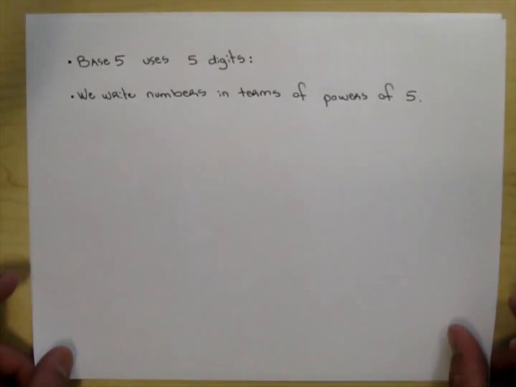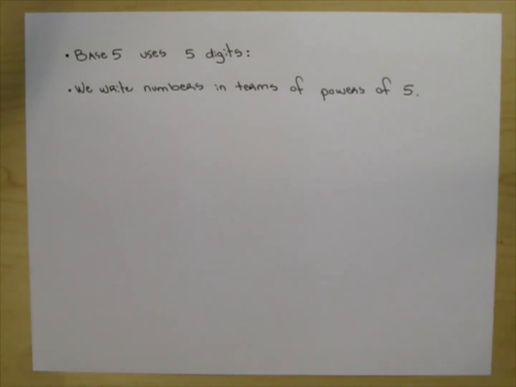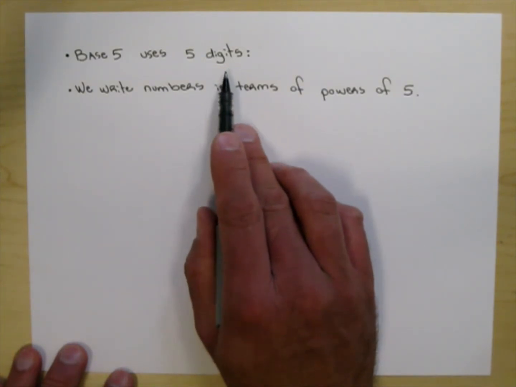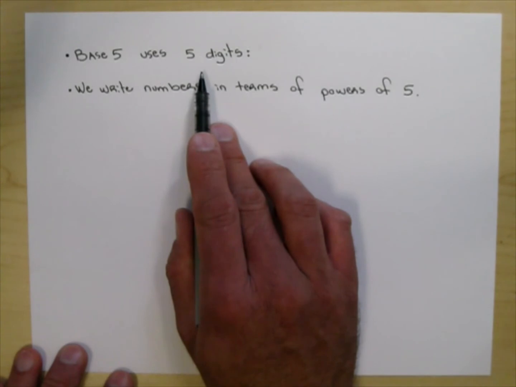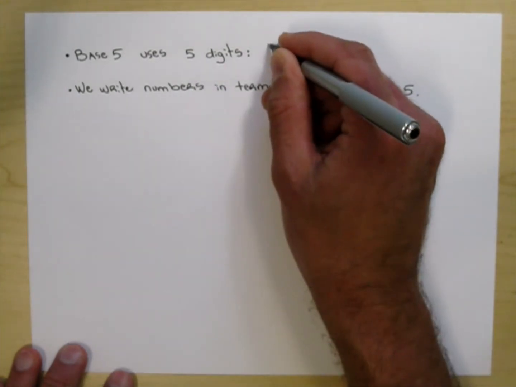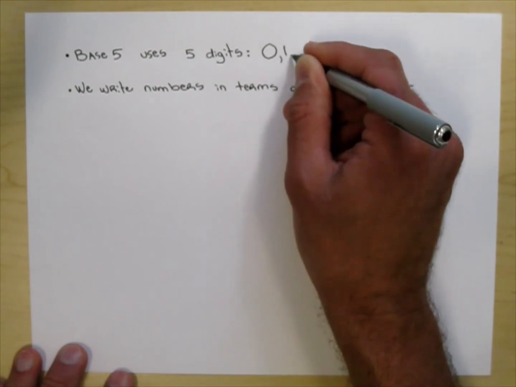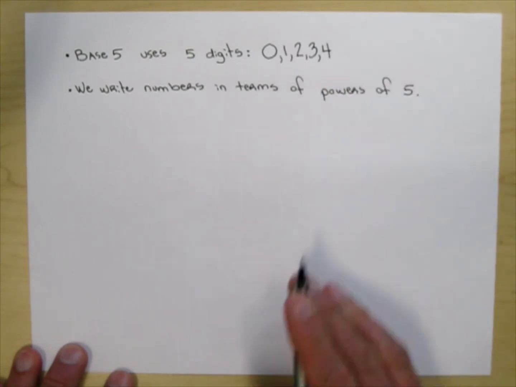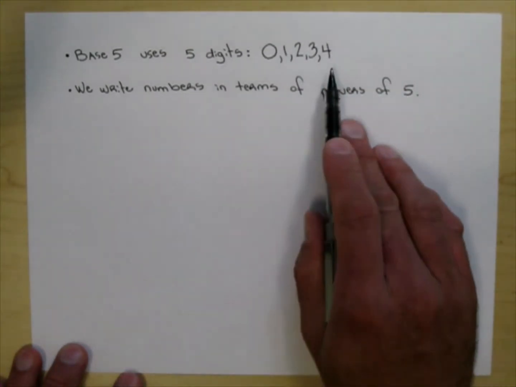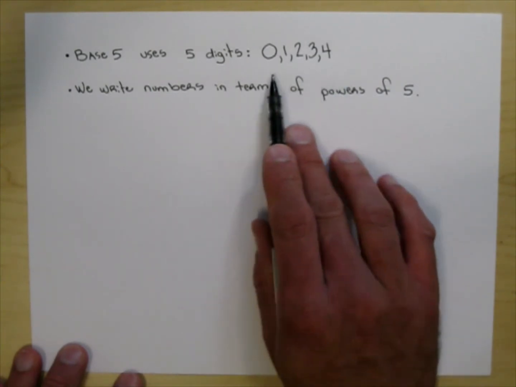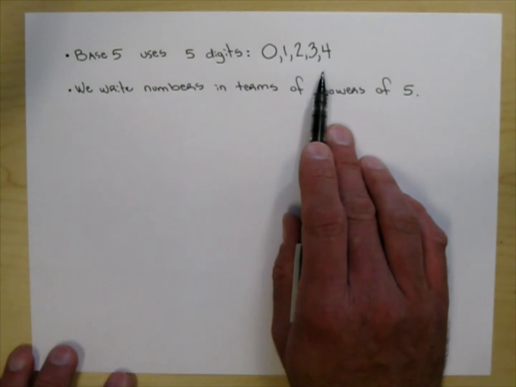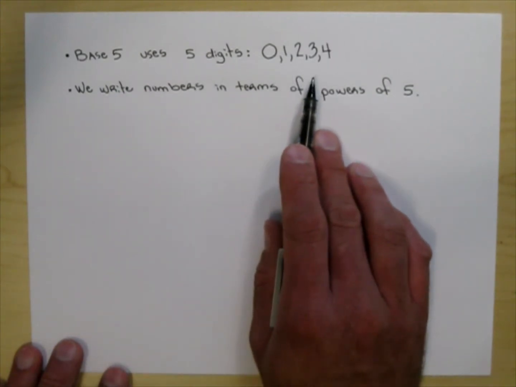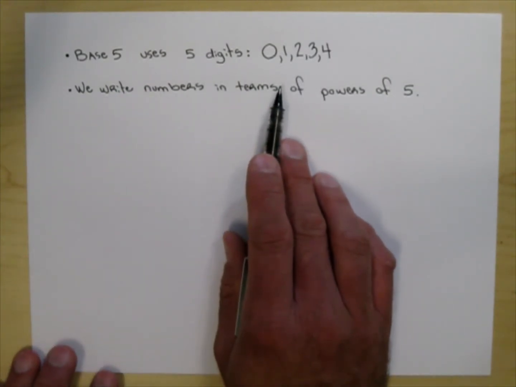Well, let's look at base 5. Base 5 only uses 5 digits, not 10. And the 5 digits that we use for base 5 would be 0, 1, 2, 3, 4. So if you wanted to write a 5 in base 5, you would have to use some of these symbols here. Just like with base 10, if you wanted to write the number 10, you'd have to use a 1 and a 0. And we'll get into how to switch things from one base to another base.